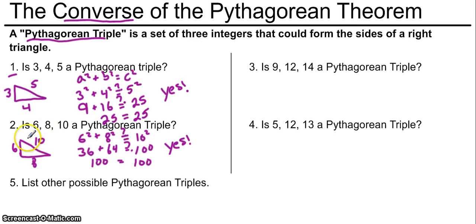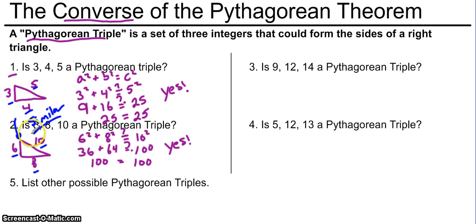But actually, there was a slightly easier way to do this problem. Look back at number 1. We had side lengths 3, 4, and 5. In number 2, we have side lengths 6, 8, and 10. Do you see a pattern? All of the side lengths in number 2 are double, or times 2, the side lengths in number 1. Think back to our previous units. That means that these two triangles are similar.